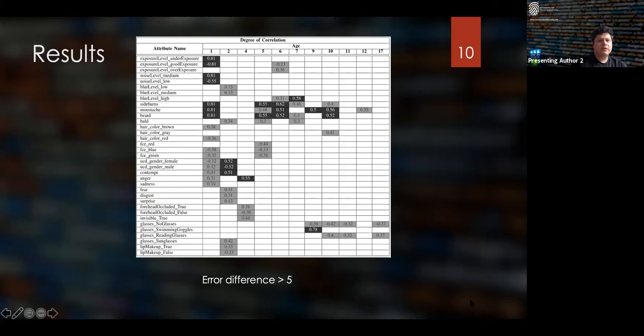Now we can see the results of the degrees of correlation here. So for the error difference, we had to select an error difference greater than 5, because when the error tends to be close to 0, we weren't really able to obtain much information about, say, strong, mild, or weak correlations.